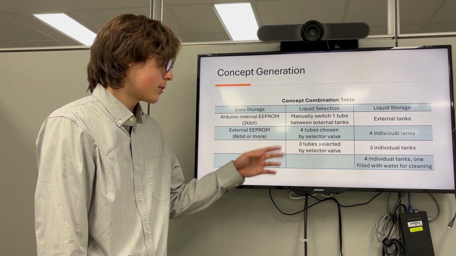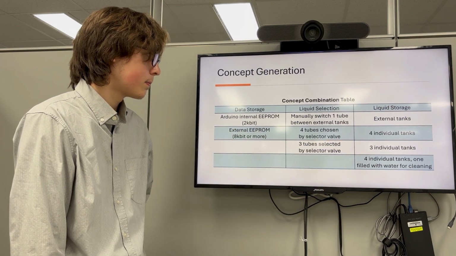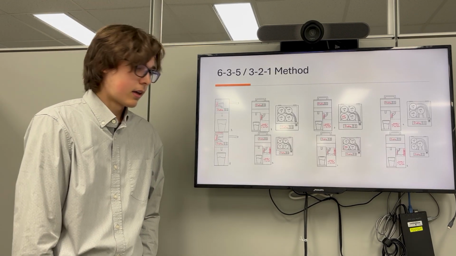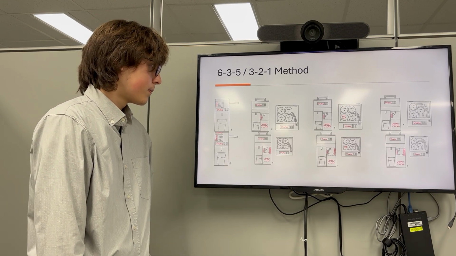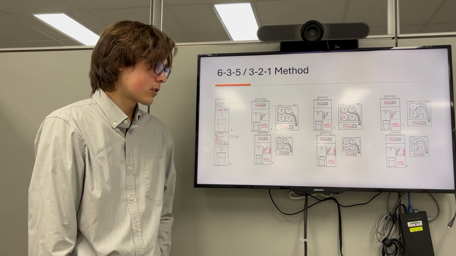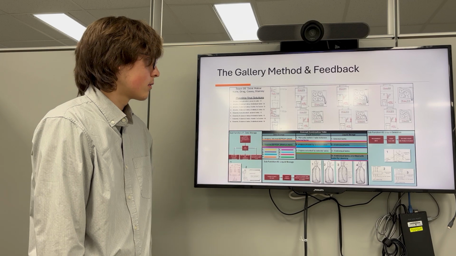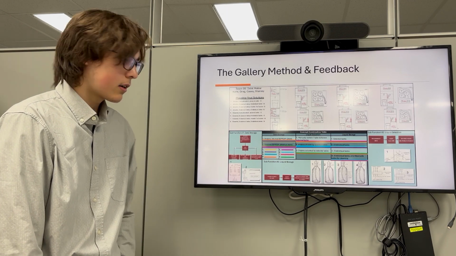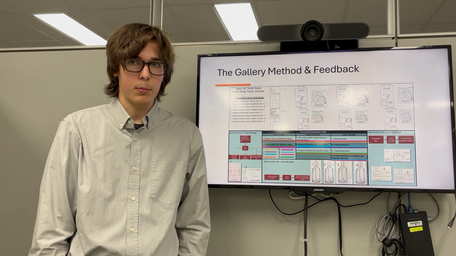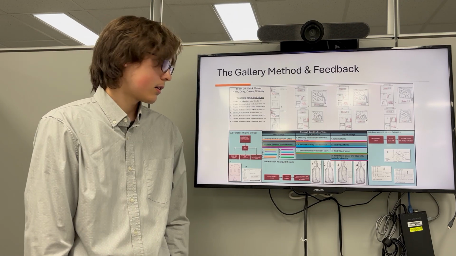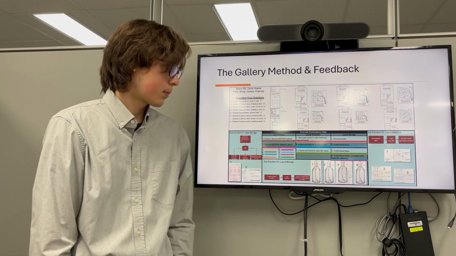We iterated between the methods of liquid selection and the amount of tanks that we have. And from that, we generated 8 product concepts. These are all combinations of what we just described. And this is the result from our gallery method. We ended up going with concept 7, the one with external EEPROM, 4 tanks, and 4 tubes with valves that connect them.